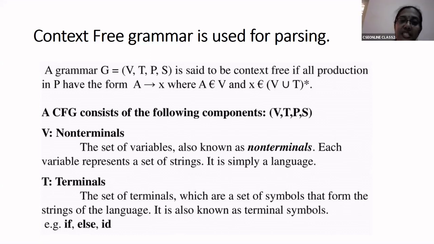What is V? V represents variables, T represents terminals, P is a set of productions, and S is a start state. V is a variable. A variable is a non-terminal. All non-terminal symbols are called variables. And usually what is the notation for variables? It is the uppercase letters. Variables are usually represented using uppercase letters, but you can represent them using lowercase letters also. The only thing is, they are all variables, that is, non-terminal symbols.